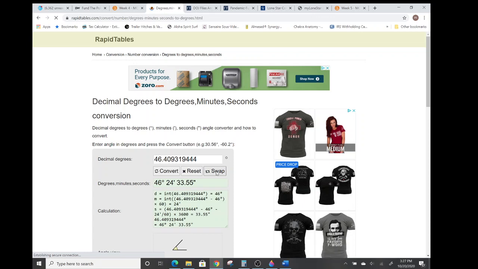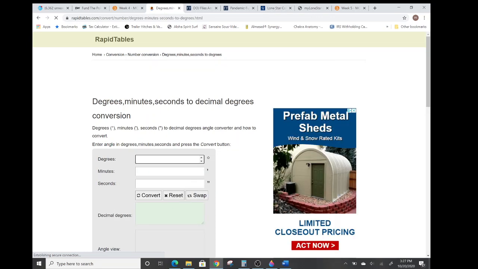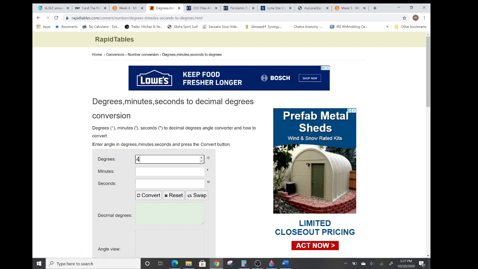All right, so let's swap this around. Here's degrees: 46 degrees. How many minutes did we have? We had 24 minutes. How many seconds did we have? We had 33.55. Convert it to decimal degrees. Bingo, there you are. 46 degrees, 24 minutes, and 33.55 seconds.